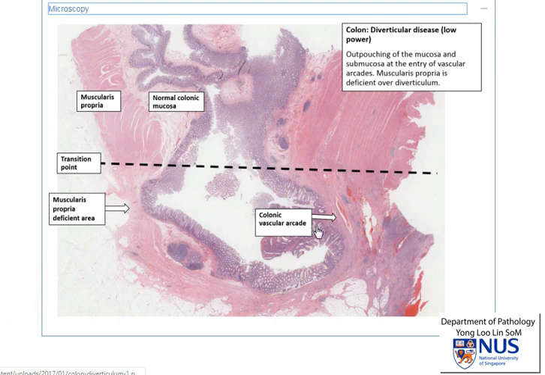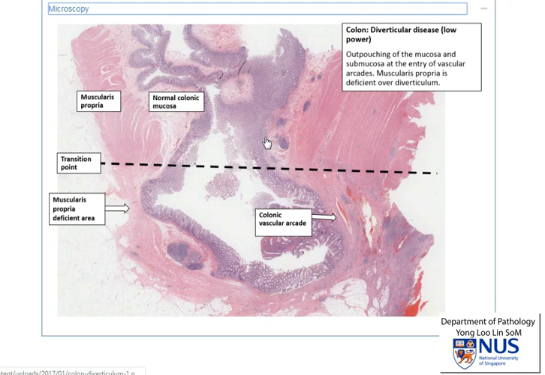Patients with diverticular disease may be asymptomatic, or if there is an inflammatory component, they may experience pain. Sometimes they may also experience some degree of colic and even GI bleeding. So how do diverticula actually form? This is due to a combination of anatomical as well as pathological factors.